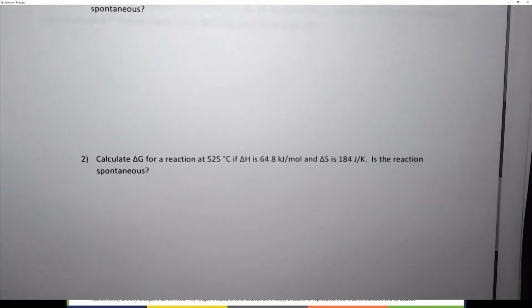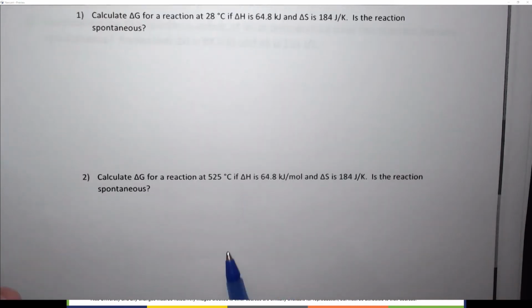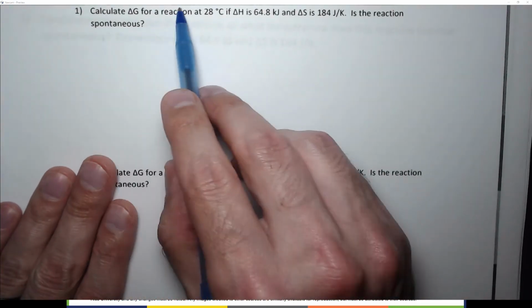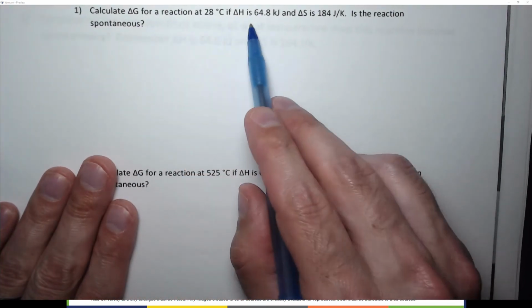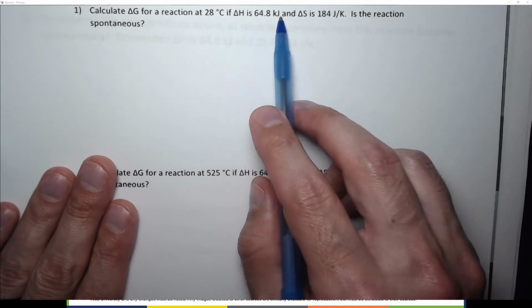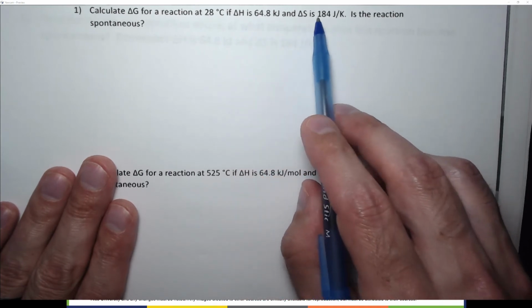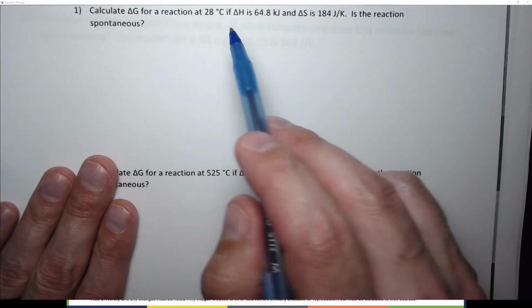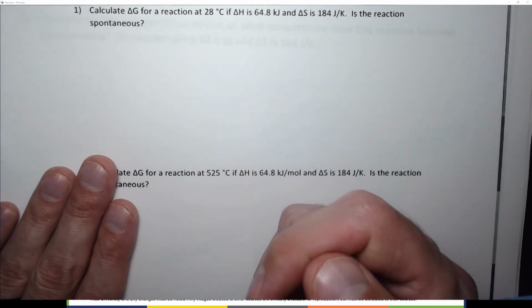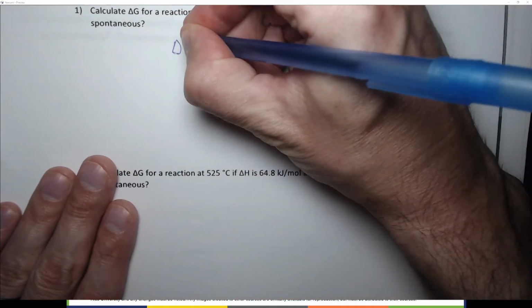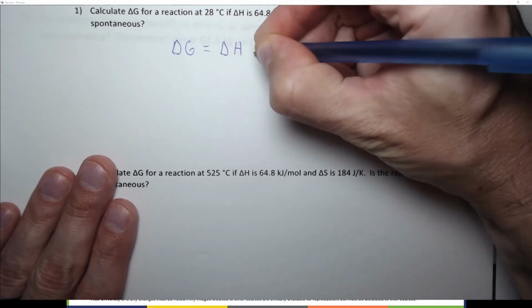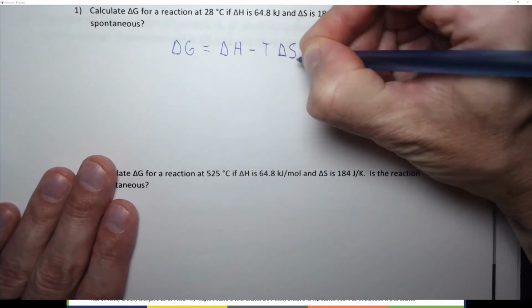All right, let's look at a couple of examples where we actually do some mathematical calculations of these things instead of looking at them from a theoretical perspective. So number 1 says, calculate delta G for a reaction at 28 degrees C if delta H is 64.8 kilojoules and delta S is 184 joules per K. Is the reaction spontaneous? So delta G equals delta H minus T delta S.